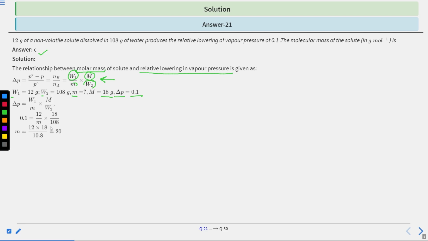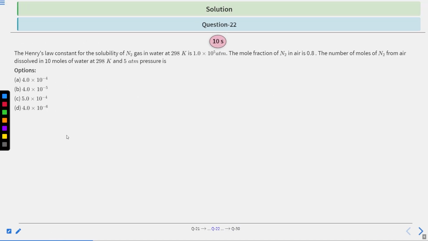On solving this equation and interchanging the terms from the left hand side to the right hand side and vice versa, the M, or the molecular mass of the solute, comes out as 20 gram per mole. So option C is the correct answer. Okay. Let's move to question number 22.